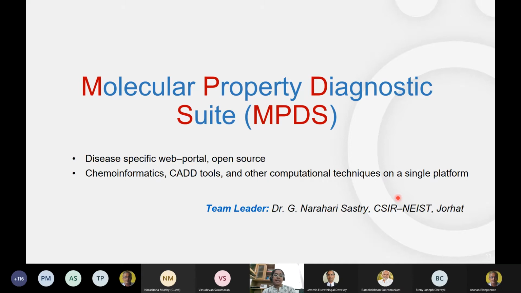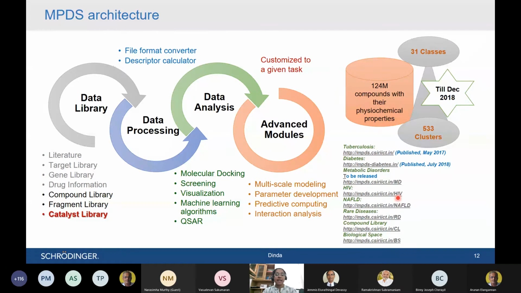It has several chemoinformatics, CAD tools, and other computational platform techniques embedded on a single platform. So I'll show in a moment, very briefly, how it works.